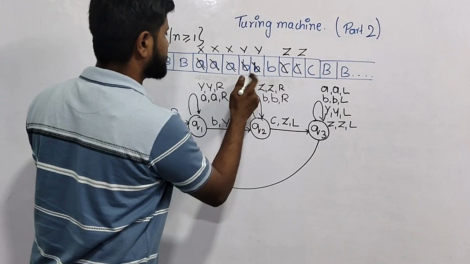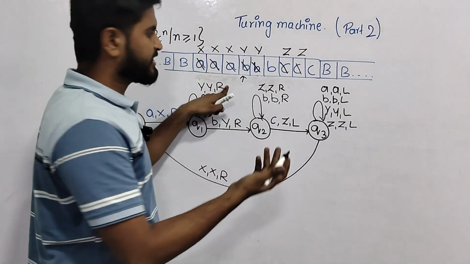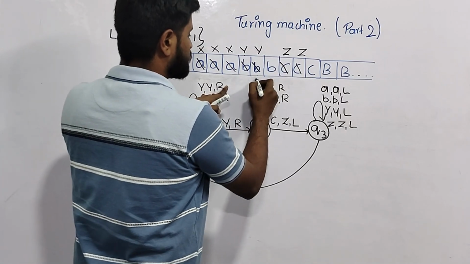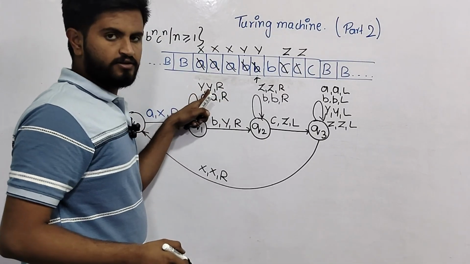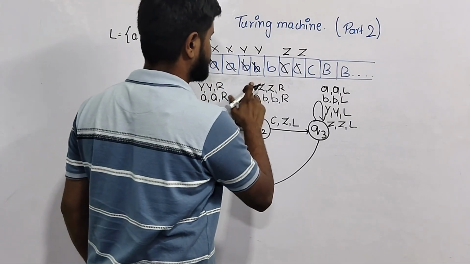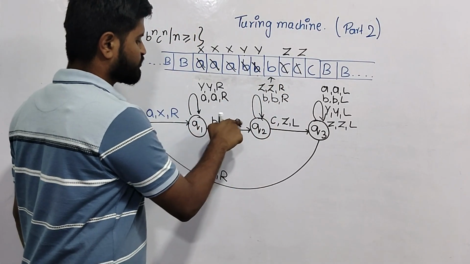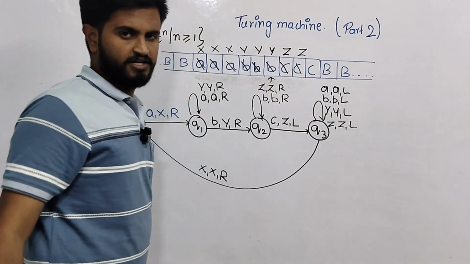So if you move towards the right side, now you encountered Y. Write Y as it is and move towards the right side until you approach the third B. So now again Y was approached, so write Y as it is and move towards the right side. Next B. If you approach B, write it as Y and move towards the right side. So this is the third Y.